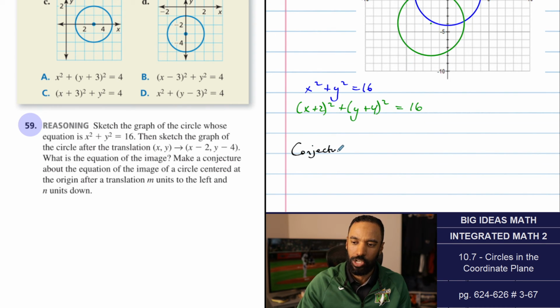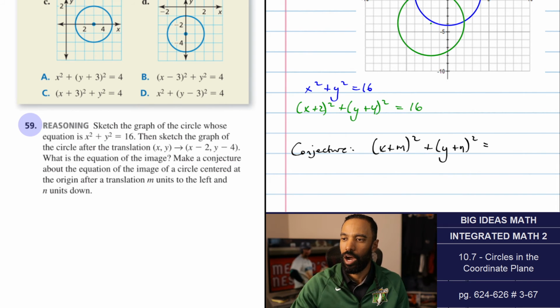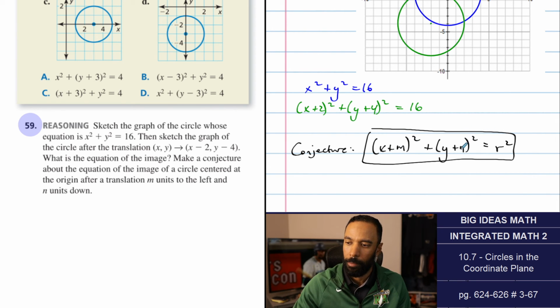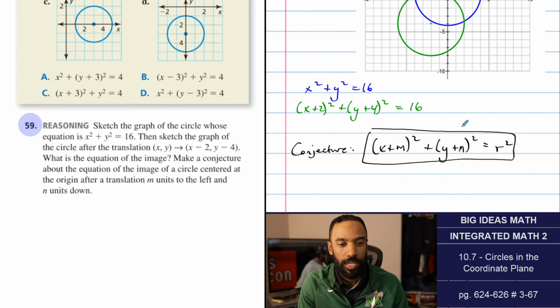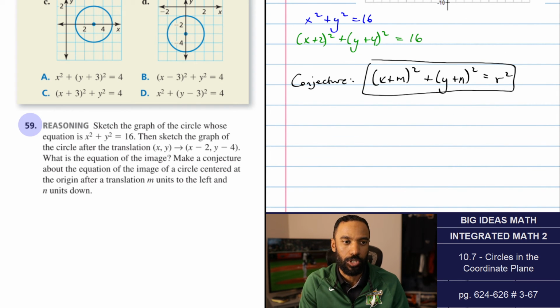So my conjecture is anytime I go m units left and n units down, the equation, m units left, would be x plus m quantity squared, and then n units down is y plus n quantity squared equals r squared, of a circle centered at the origin. Left and down, we have to make the pluses there. It says 2 left. It didn't say 2 was negative. It just says 2 left, right? So make sure you note that difference.